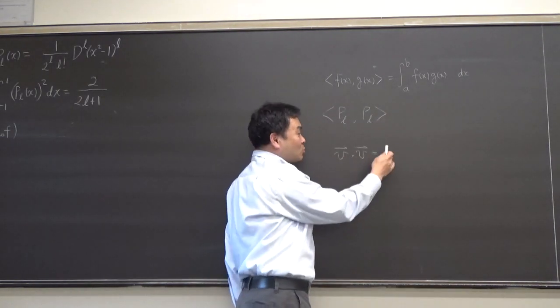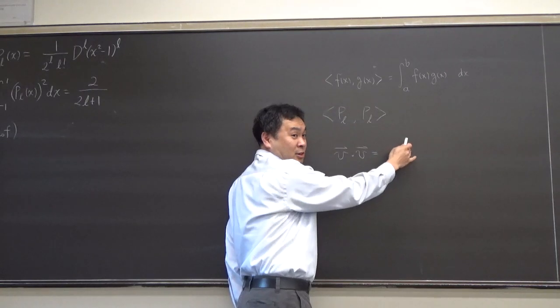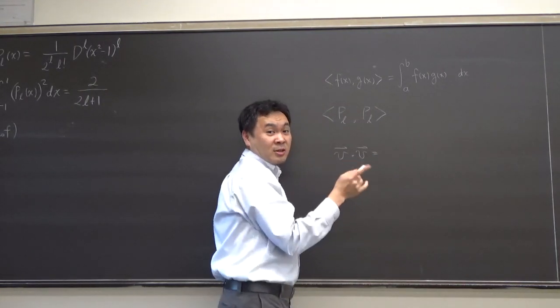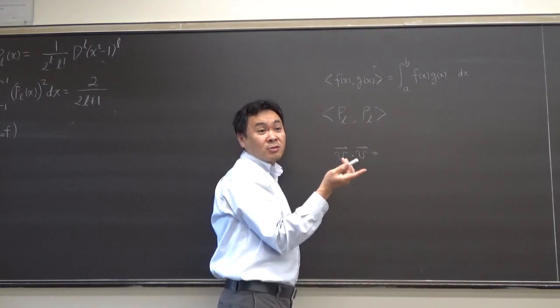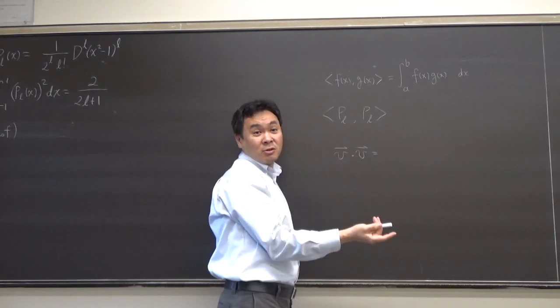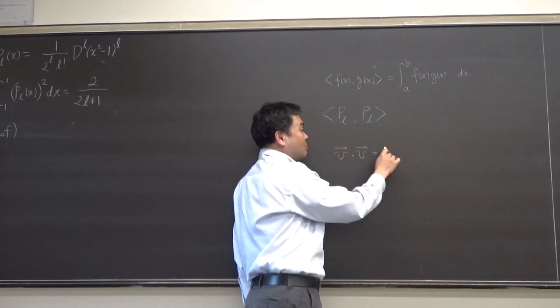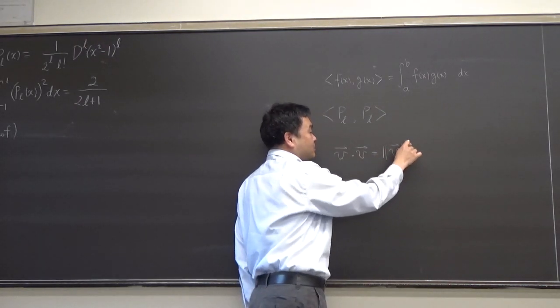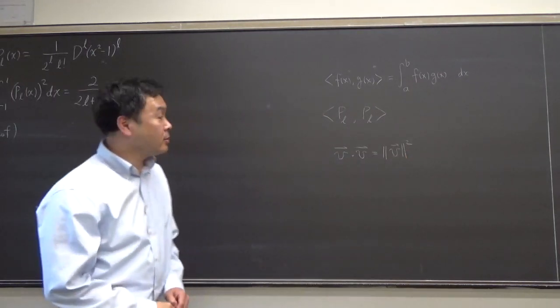Dot product is the norm of the first times the norm of the second times cosine of the angle between. If you have the same vector, what's the angle between? 0. And cosine 0 is? 1. So this ends up being? Yeah, norm squared. Okay.